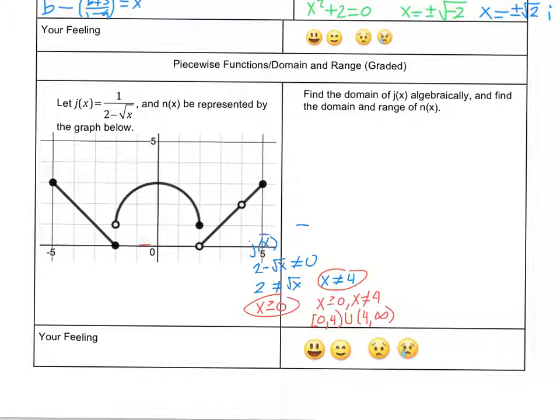The domain and range of n of x. Well, for the domain, I've got to take a look at every point for the x values. It looks like we're going from negative 5, not skipping any points, to 5. Oh, I'm skipping a point here at 4. So this would be from negative 5. This is okay because I filled that one in down below.